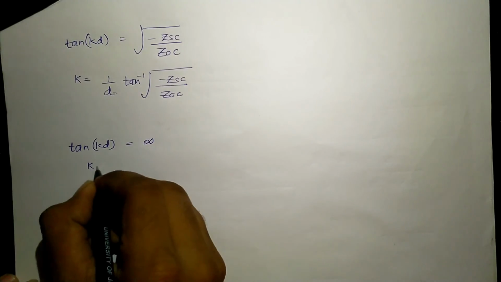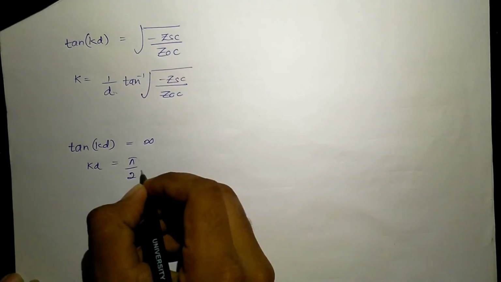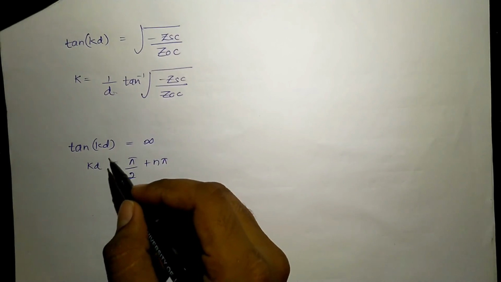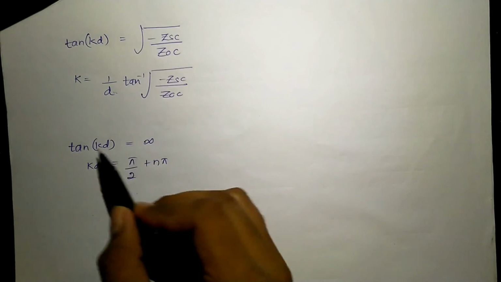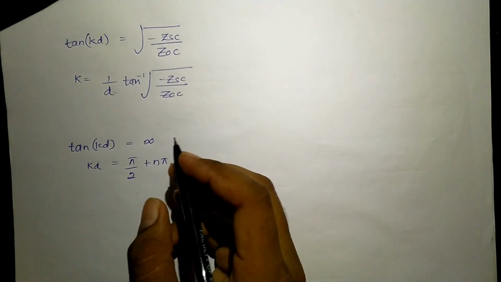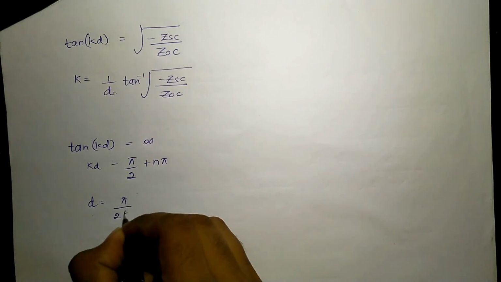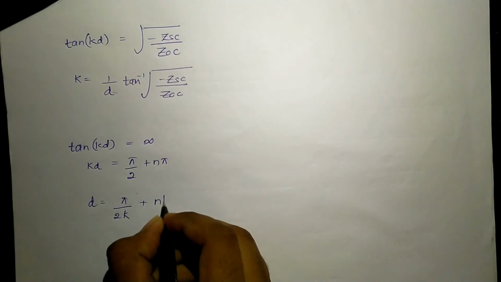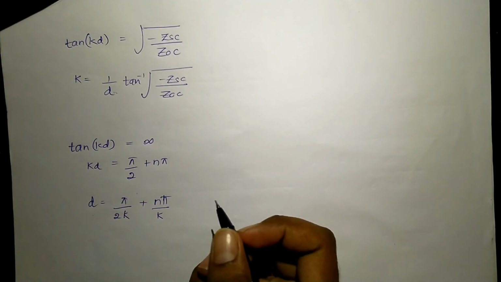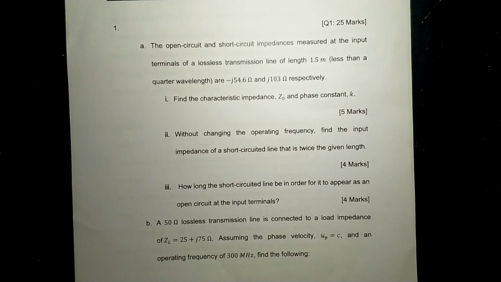Therefore KD is equal to pi/2 plus n pi. This is the solution for tan KD equal to infinity. So we only need the distance. Therefore D is equal to pi/2K plus n pi/K. So the answer for the third question is this. So now we complete the question 1.